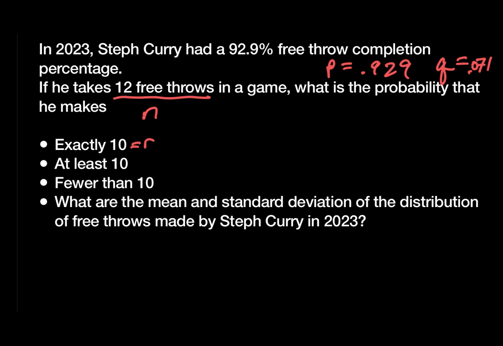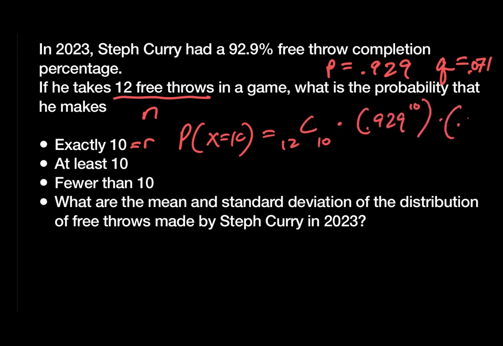Right? So like Men in Black, a little mind wipe. He doesn't remember if he made the last one or not, just goes up to the line completely unaltered, takes his next shot. So if this is the case, this would follow a binomial distribution, and so this is what I would find. I am going to use proper notation, so I'd say the probability that x equals 10, because it says exactly 10, with that formula would be 12C10 times 0.929 to the 10th power times 0.071 to the 2 power.